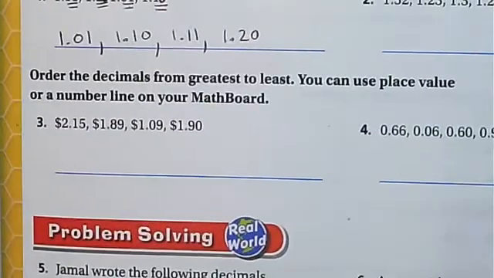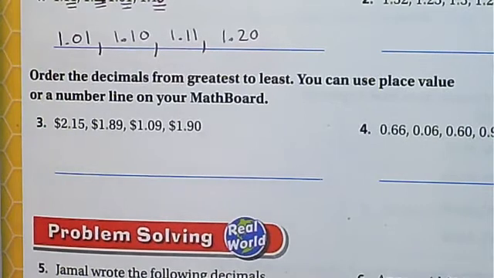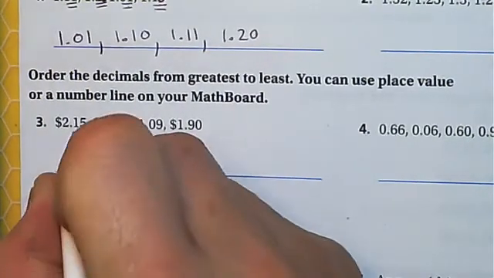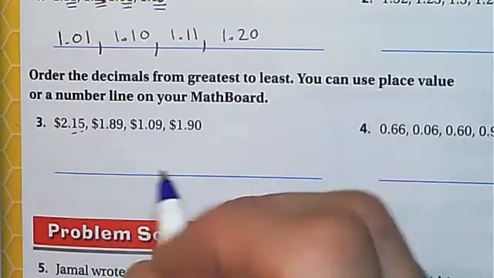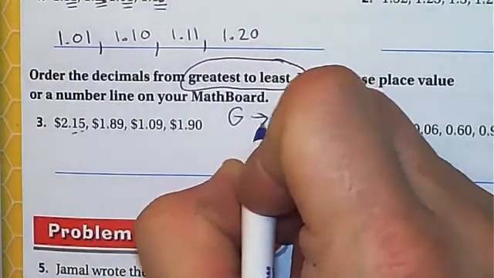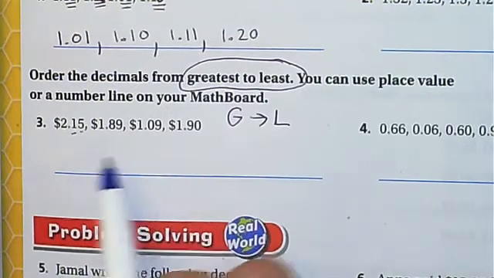Let's look at number 3. I like money amounts. Let's try one of those. Order the decimals from greatest to least. You can use place value or number line on your math board. I don't think you're going to need that for this actually, especially since this one's got 2 places behind the decimals. So first thing is double check this. We're going greatest to least.